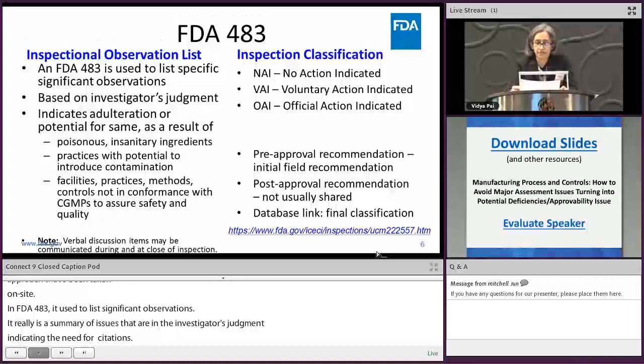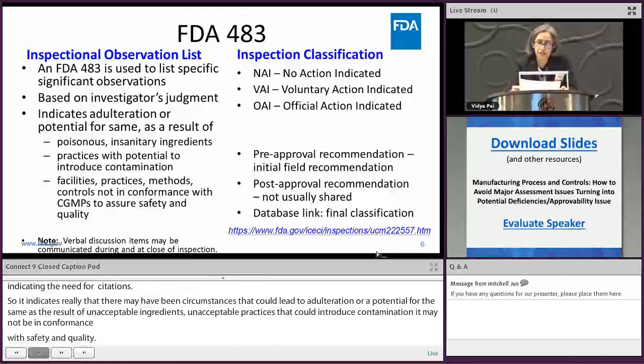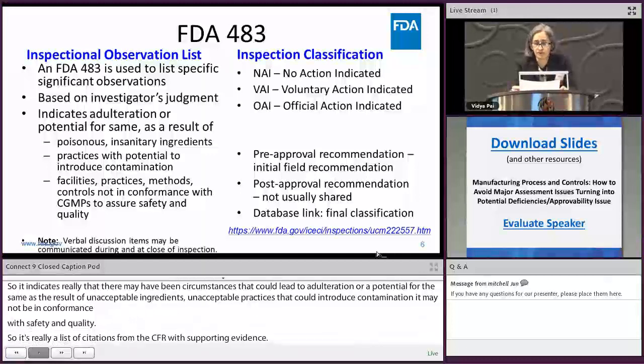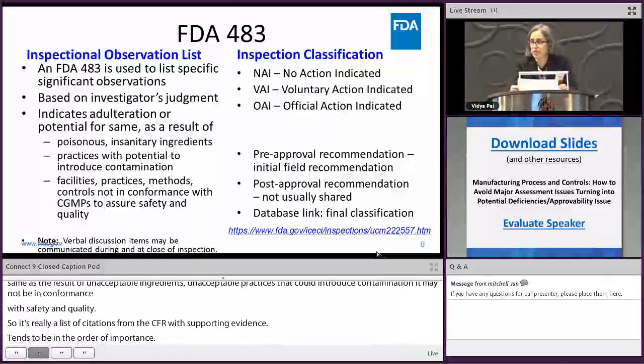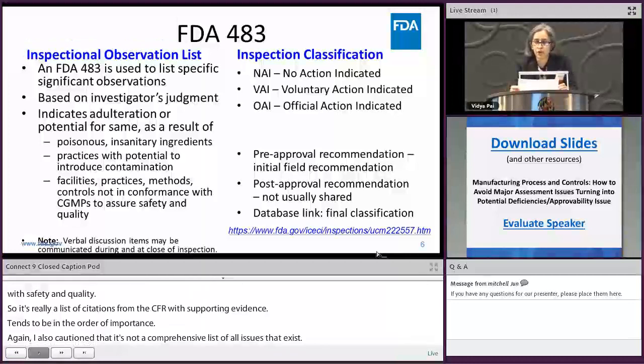Typically, the 483 list tends to be in the order of importance. Again, I would want to also caution that it's not a comprehensive list of all possible issues that may exist. For example, there may be instances where there's questionable or issues of unknown significance. These may not make it on a 483, but again, as part of your quality oversight, we expect that you are doing your due diligence.